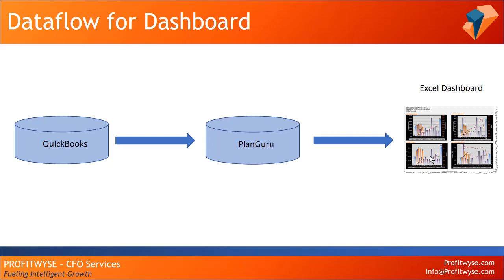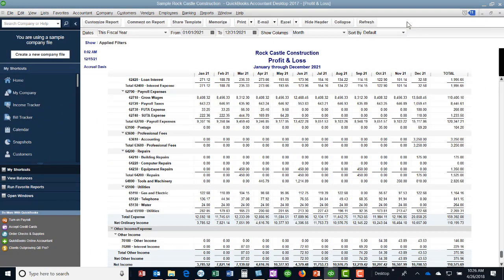So I just wanted to show you how that was going to work moving forward. Again, back at the first video we talked about the fact that all this actual results data is coming from QuickBooks, from this Rock Castle Construction sample file that QuickBooks provides. So the year is theoretically 2021 already. And in PlanGuru, we had already imported in the April year-to-date results.